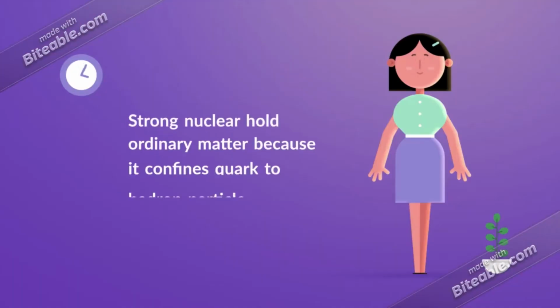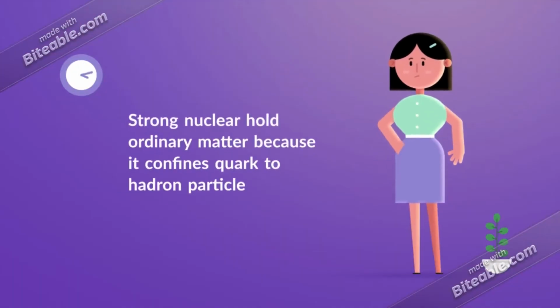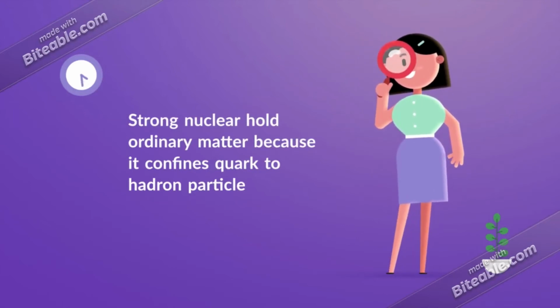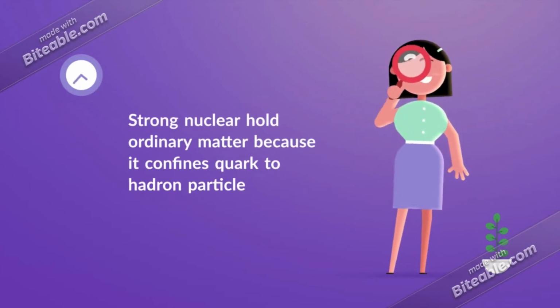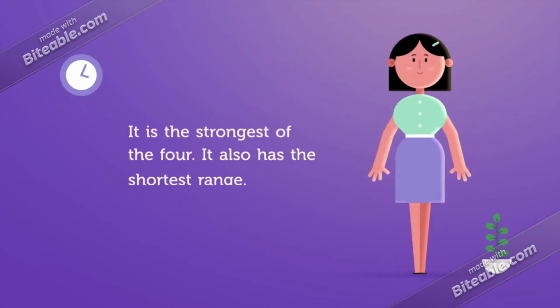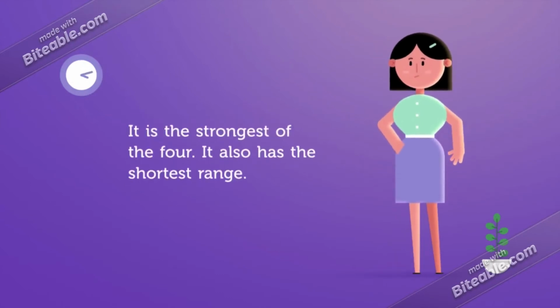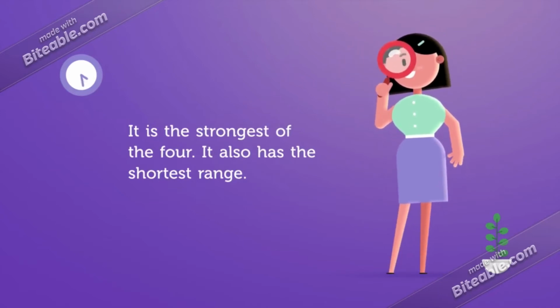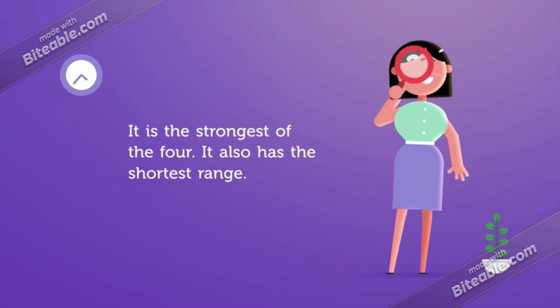The strong nuclear force is the force that holds most ordinary matter together because it confines quarks into hadron particles such as the proton and the neutron. As its name implies, it is the strongest of the four forces. However, it also has the shortest range, meaning that particles must be extremely close before its effects are felt.